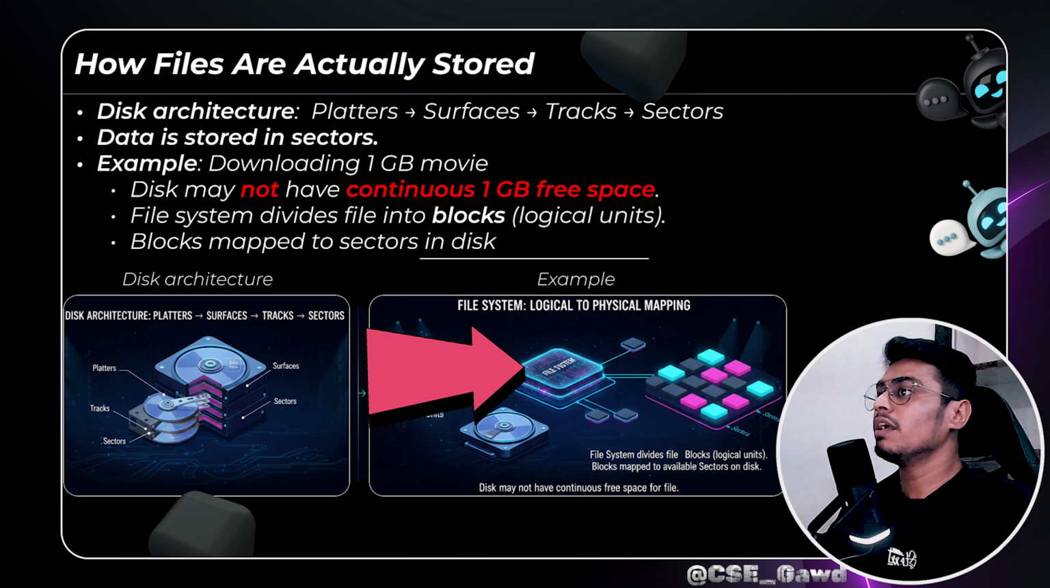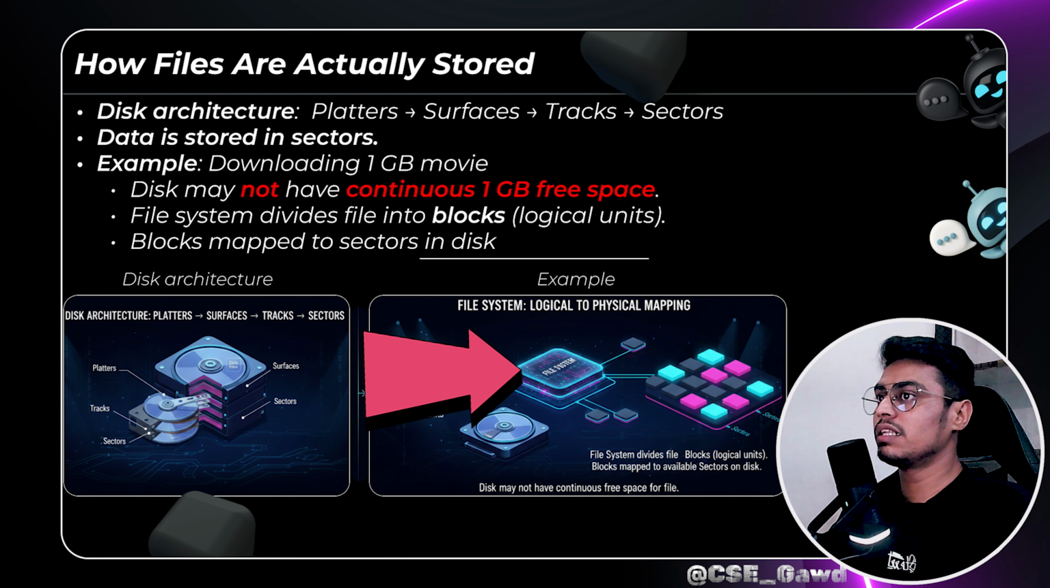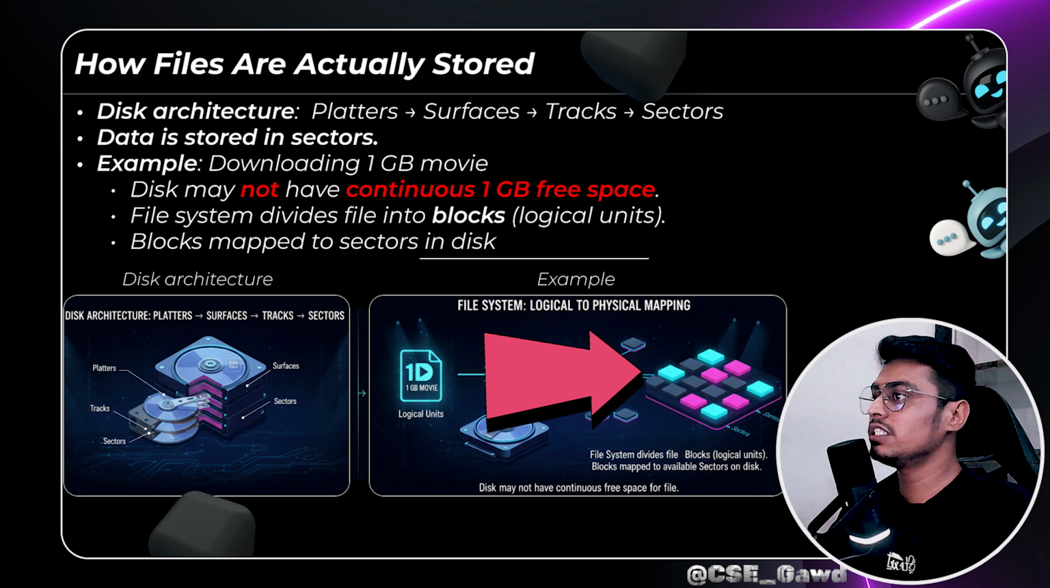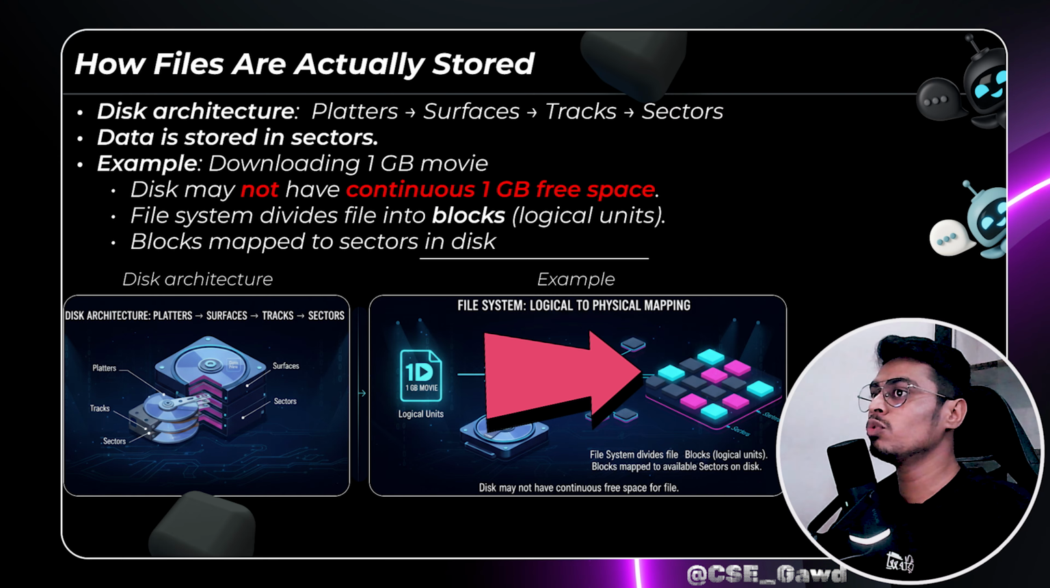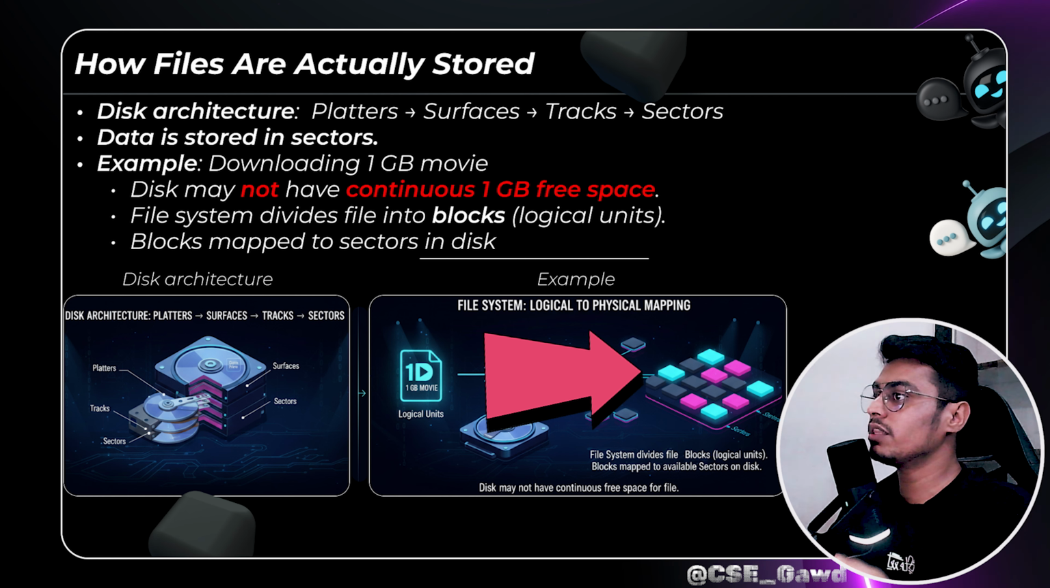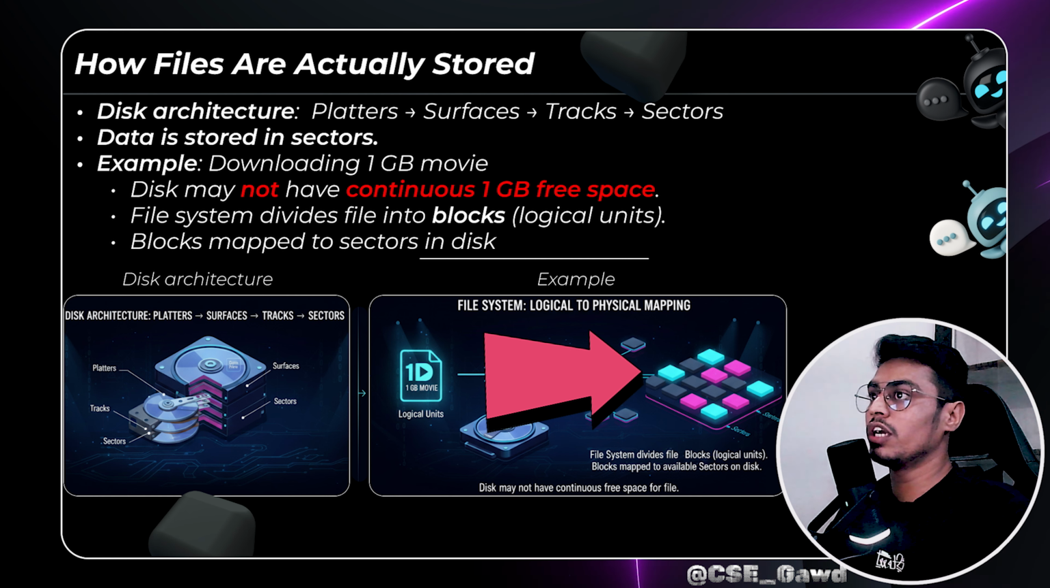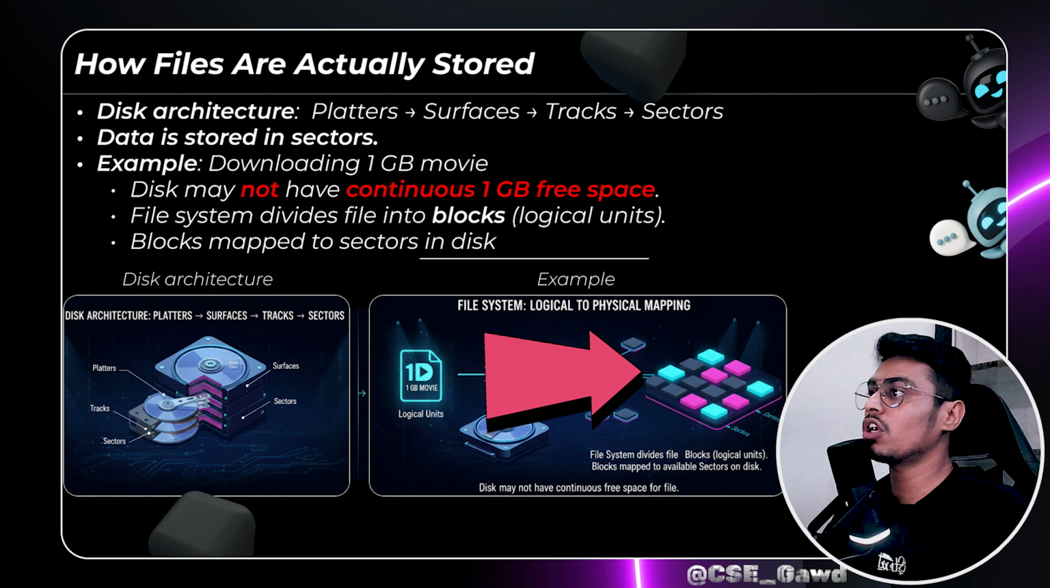File system mapping. When all these files come to the file system, what it does is divide these files logically into blocks. Let's say if we have a 1 GB file, we divide it into smaller parts. Then we map those blocks with the sectors inside the disk. Now it's not necessary that it is stored continuously. I said here is block number 1 to sector number 1, block number 2 to sector number 2, block number 3 to sector number 3.